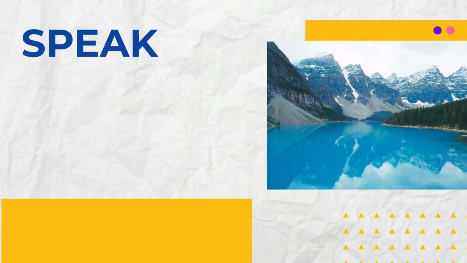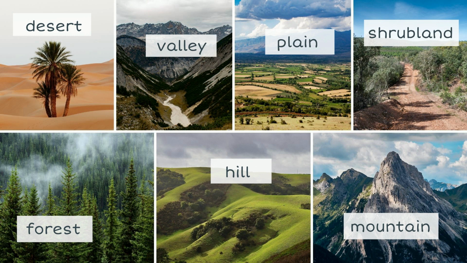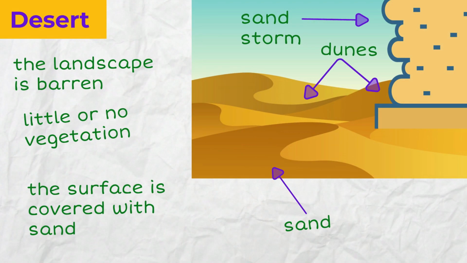Hello, in this video we are going to talk about geography and natural landscapes. Let's start with land. The basic forms of landscape are a desert, a valley, a plain, a shrubland, a forest, a hill, a mountain. In a desert, the landscape is barren, which means there is little or no vegetation.